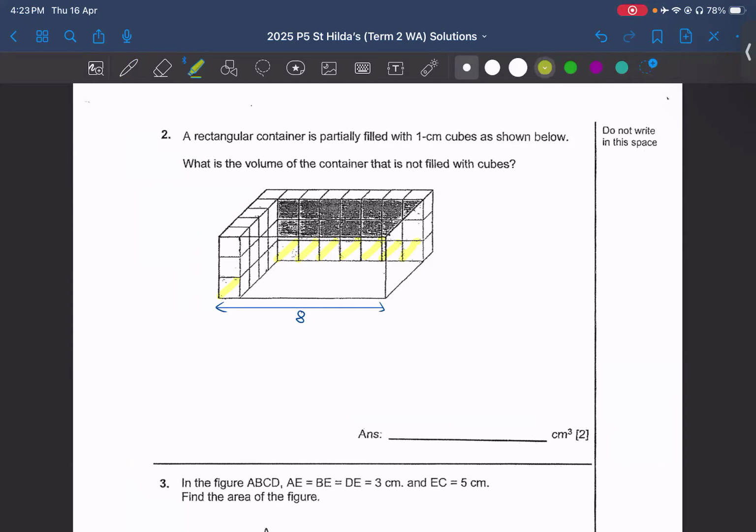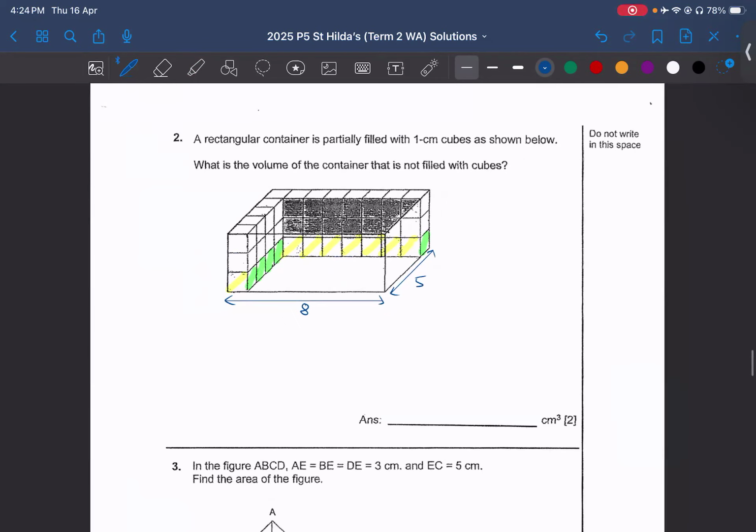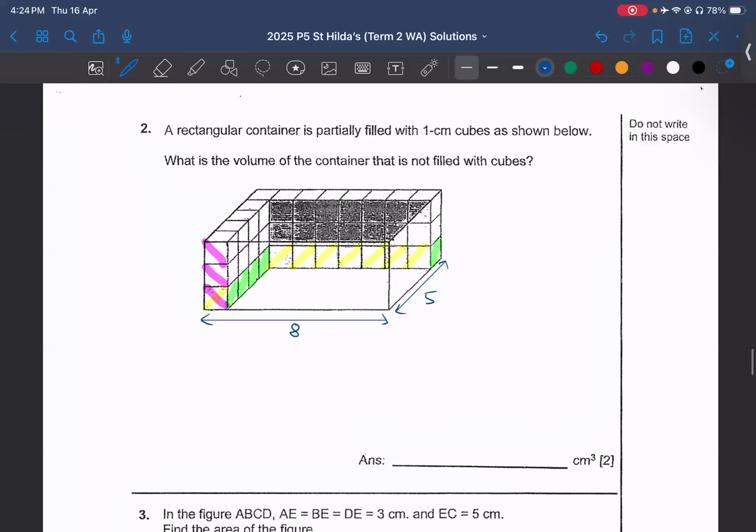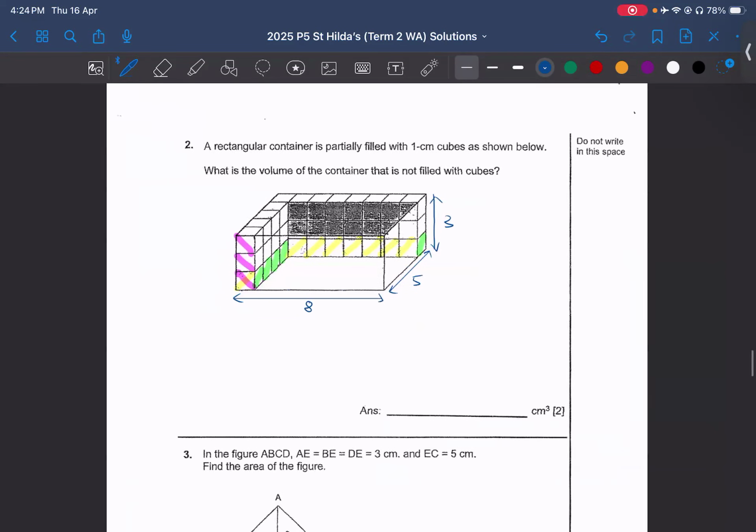Then next you count how many cubes are along the breadth, which is 1, 2, 3, 4, 5. So we have 5 cubes along the breadth. And then we count our height, which in this case is just this 1, 2, 3. 3 cubes along the height. So we have figured out the dimension of our container.